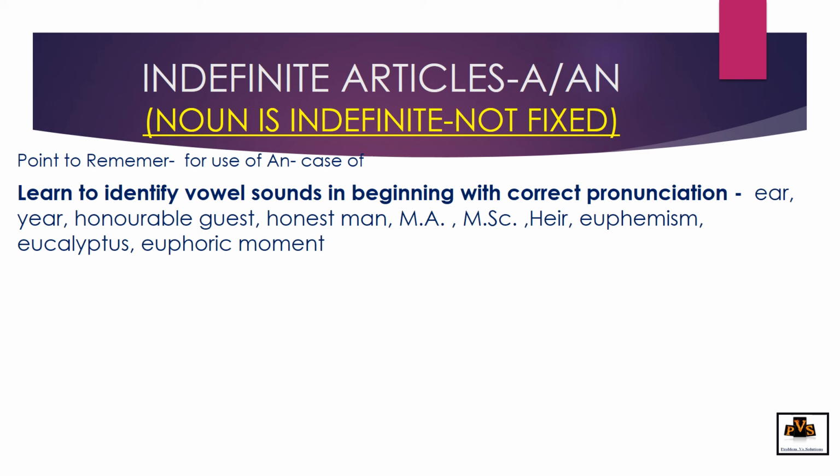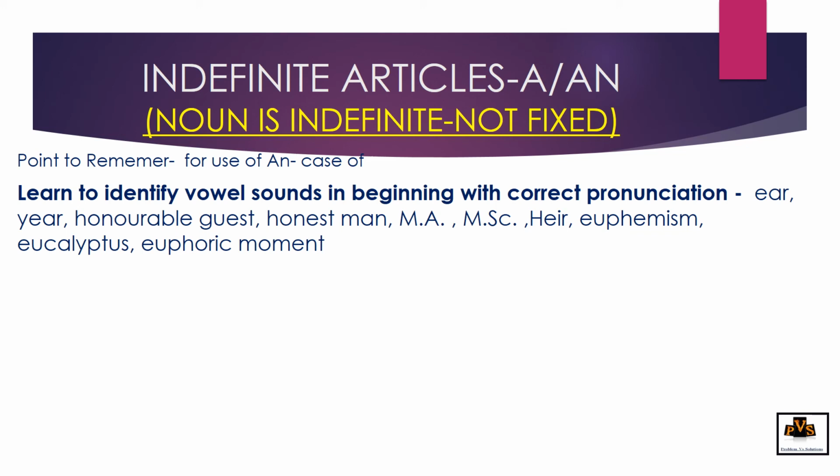Learn to identify vowel sounds in beginning with correct pronunciation. First word, E-A-R. Ear. It begins with a vowel sound. Next, Y-E-A-R. Year. It does not begin with a vowel sound. It begins with the year sound. Year. H-O-N-O-U-R-A-B-L-E, guest. Honorable. H is silent. So, the first sound is O and that is a vowel sound.